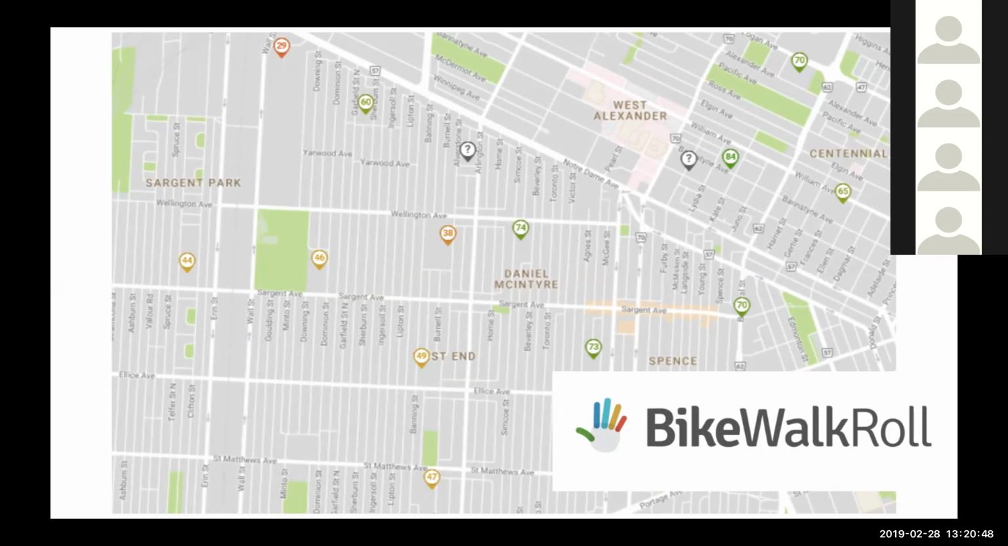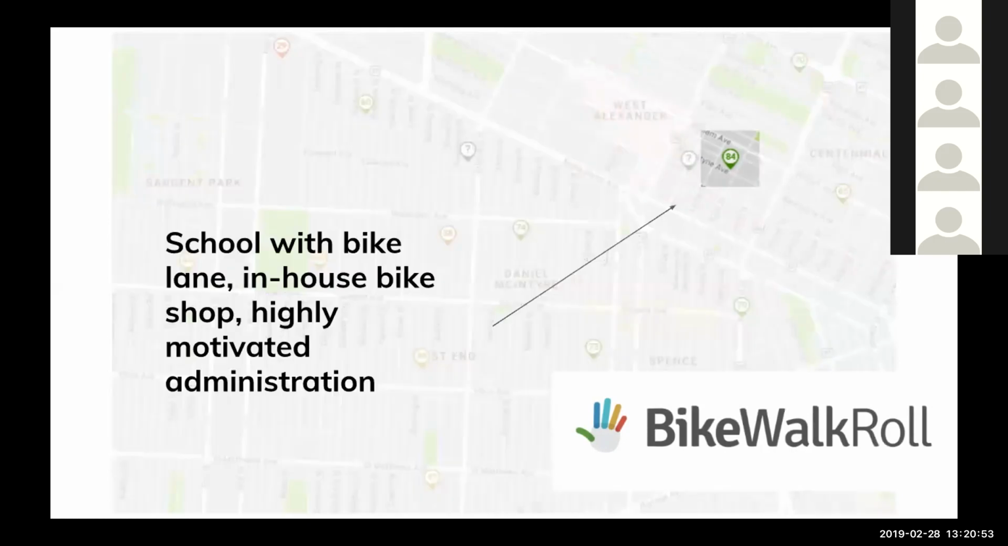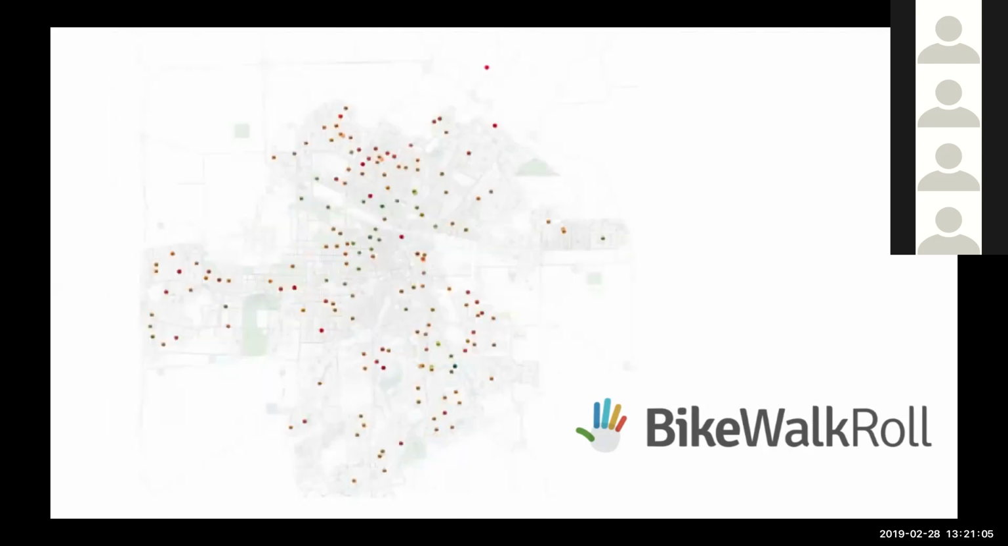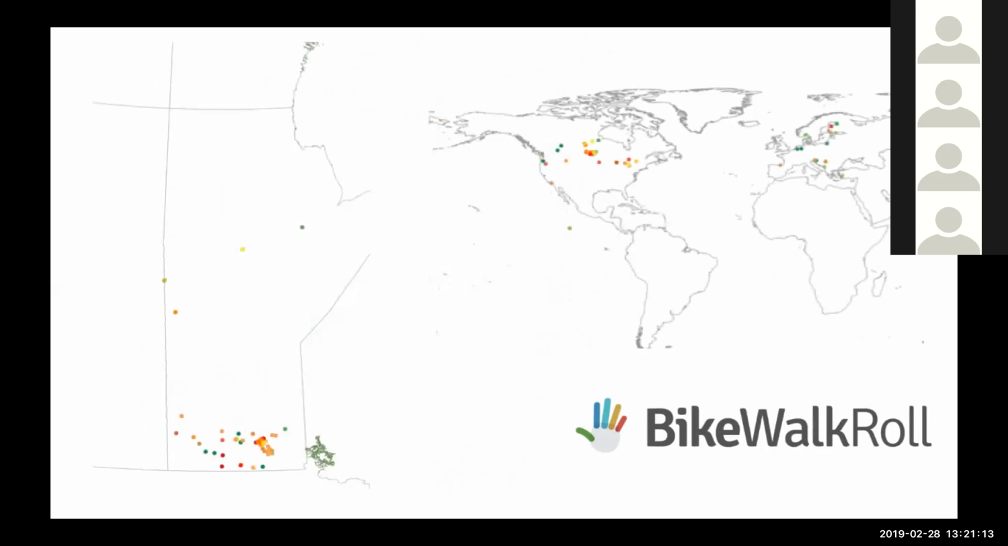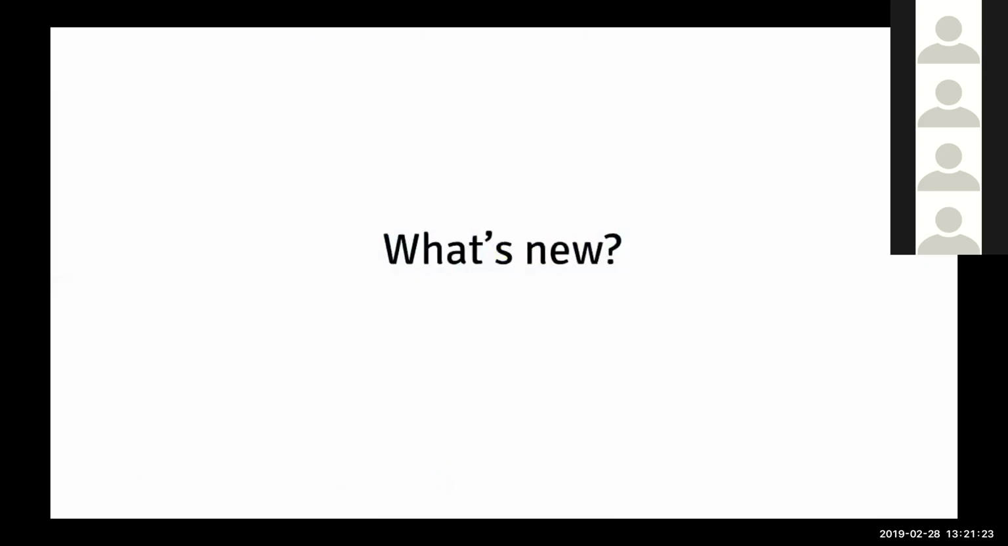So here's just an example. The highest score on this screen is that 84 in the top corner. I happen to know that one has an in-house bike shop, a highly motivated principal in particular, and as a result, motivated teachers. And it also happens to have a protected bike lane running right in front of it now. So there's an example of the pattern, but I'll let Sean talk a little bit more about Winnipeg because he's coming up next. This screenshot is a couple years old actually, but this is where there are schools participating around the world. It looks a little bit like that.